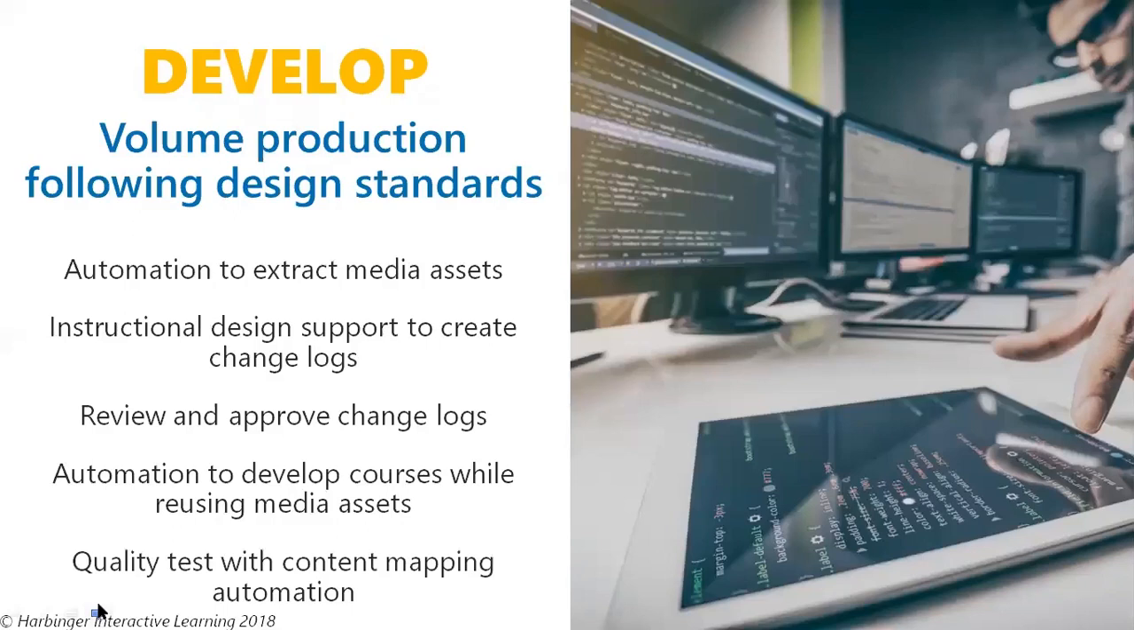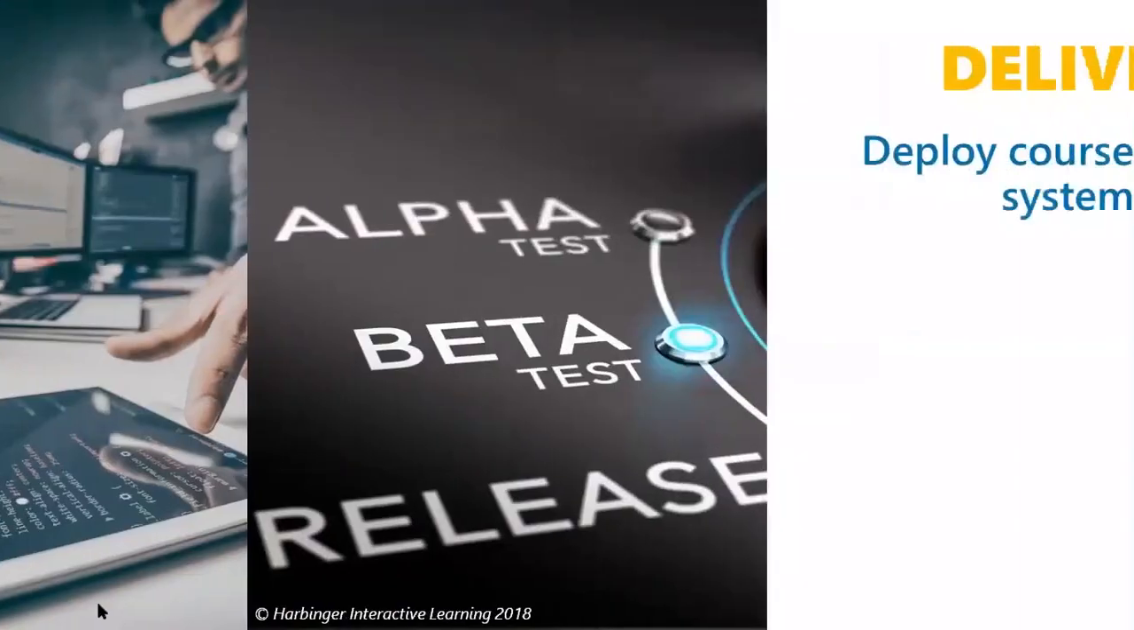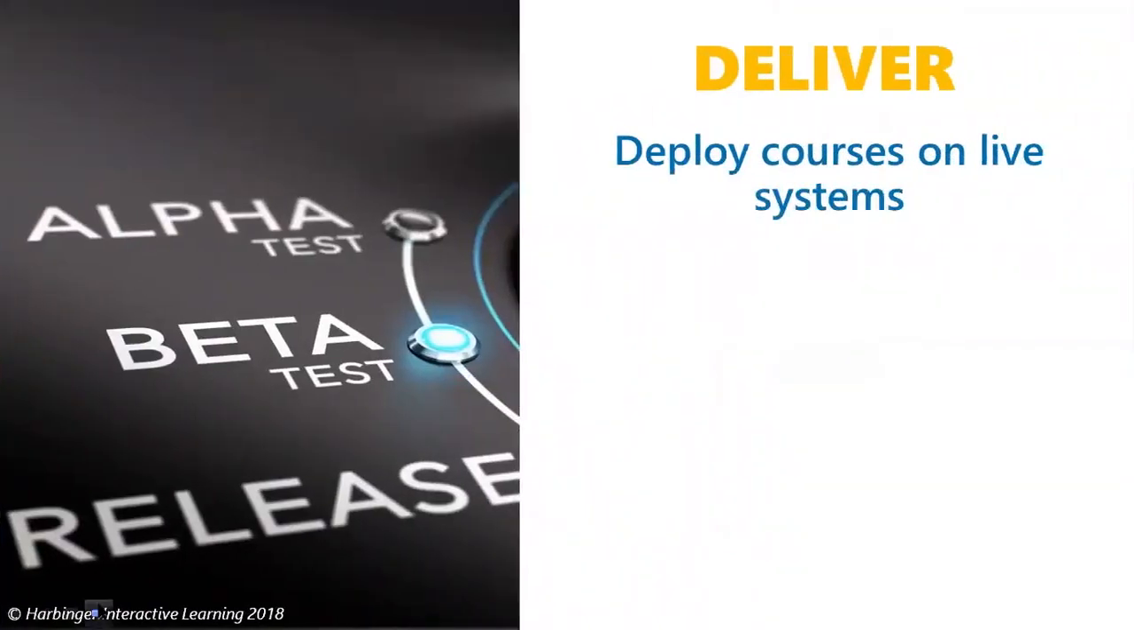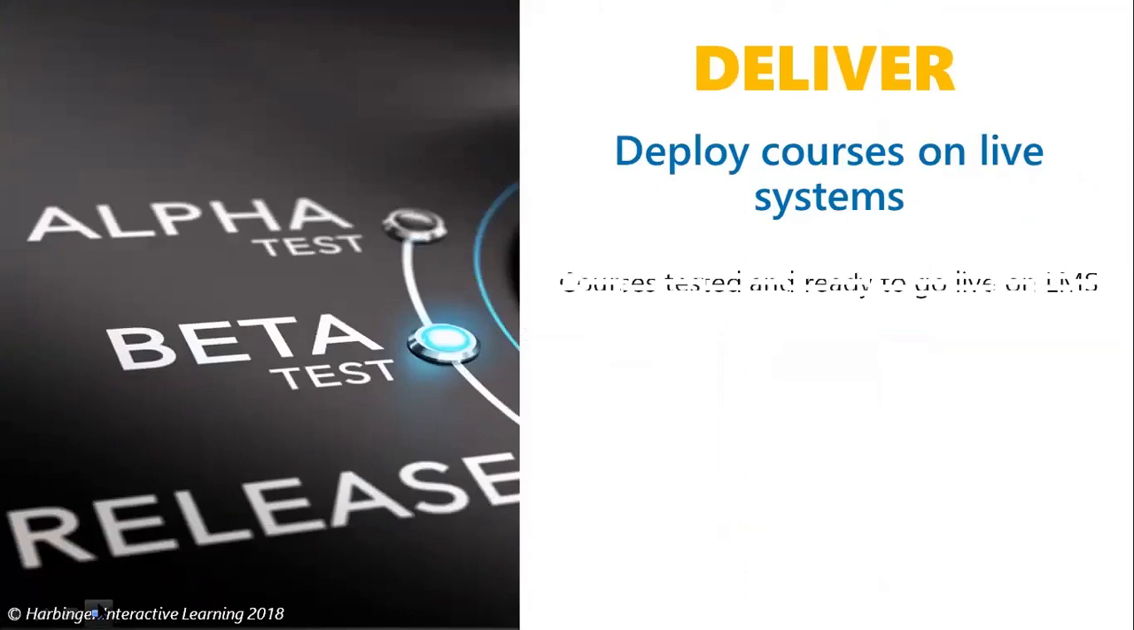Then it goes through the rigorous quality test process. Then finally we come to the deliver stage, wherein we deploy courses on live systems. So courses are tested and ready to go live on the LMS as SCORM packages.